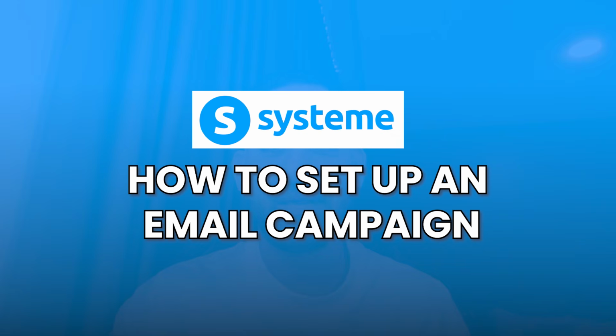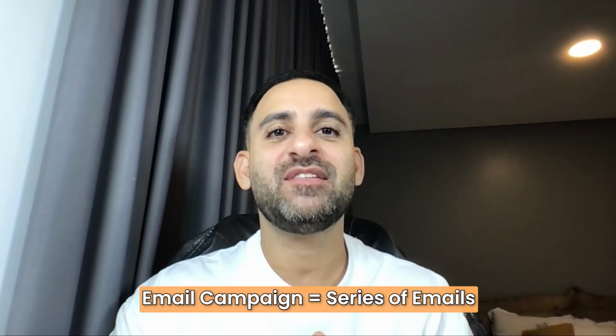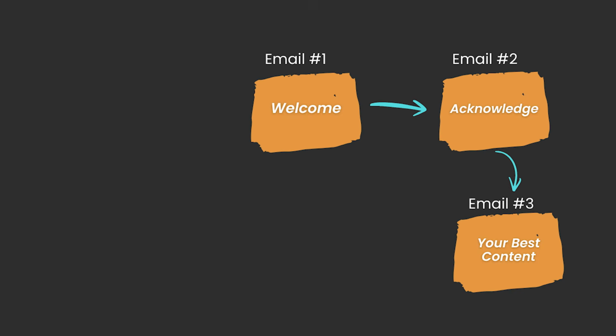Hey, it's Iran here. In this tech tutorial, I'm going to show you how to set up an email campaign in System.io. An email campaign is essentially a series of emails that are pre-written and set up in a sequential process, whether it's every day, every week, every 3 days, depending on the timeline that you want to send the emails, but they're done sequentially.